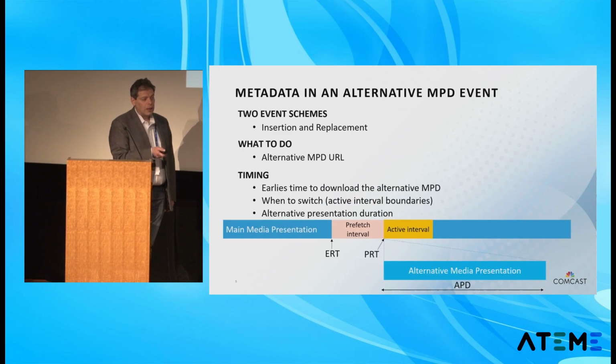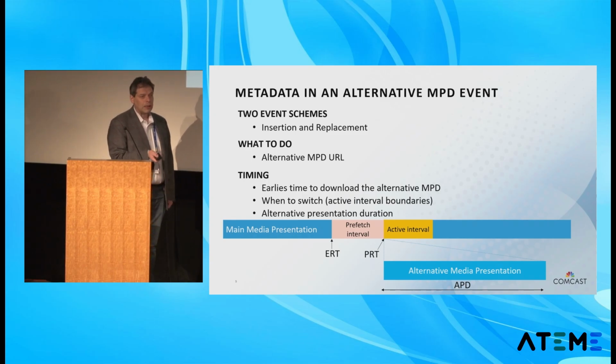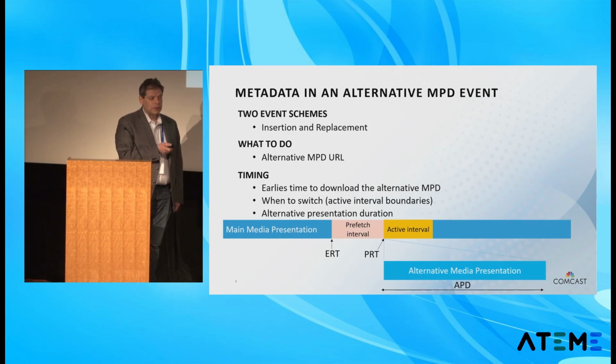Now, what is the metadata that we have in alternative MPD event? We'll go first through the metadata and then through how it actually works. So we have 2 types of events, insertion and replacement. The diagram here shows insertion. What you have is an alternative MPD URL. Here is what we are going to get. We issue an HTTP GET and get a playable MPD.